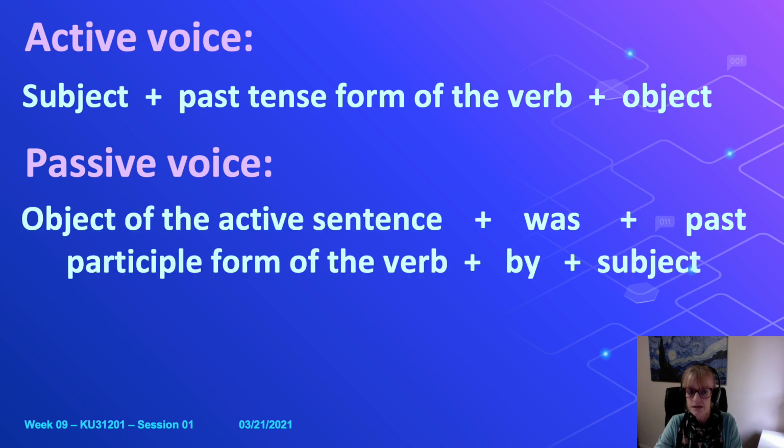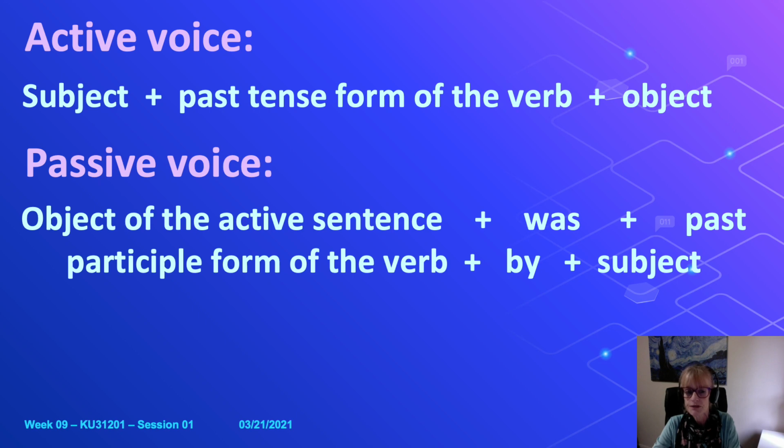Passive voice is where the subject isn't the important part of the sentence anymore and we're focusing on the object. So if you have a look at our formula, you can see the object is the first thing in the sentence. Then we need the word was, then the past participle form of the verb, and then the word by, and then the subject. So the subject in the active voice is at the beginning of the sentence, and in the passive voice, the subject is at the end of the sentence.